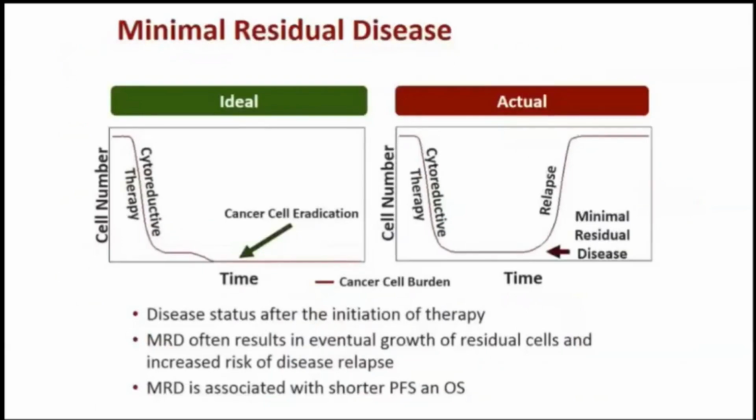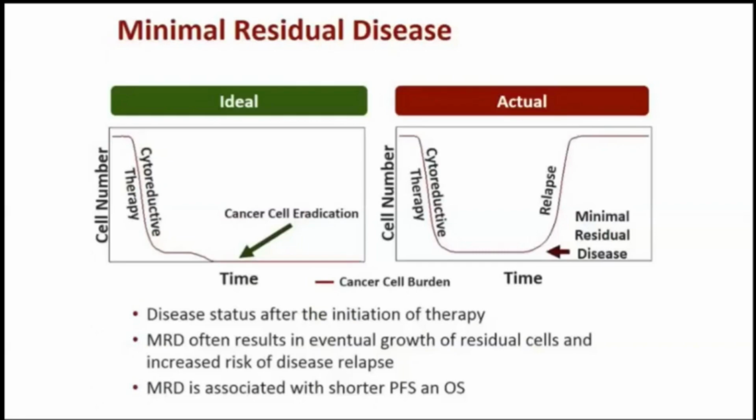And as you can see, the ideal situation would be that we give the cytoreductive therapy and there is complete eradication of the cancer cells. But this doesn't happen in the practical situation. In the practical scenario, when you're giving cytoreductive therapy, definitely the tumor burden, the cancer cells, dip down, and then over a period they are detectable at a very residual level, following which, when the intensity of chemotherapy decreases, the disease again starts increasing. So this is the main crux of why we are doing MRD.